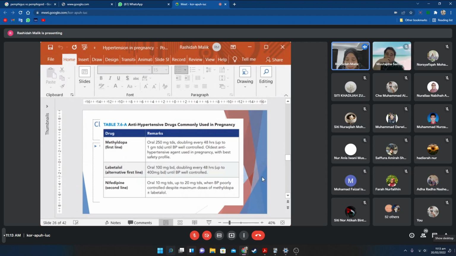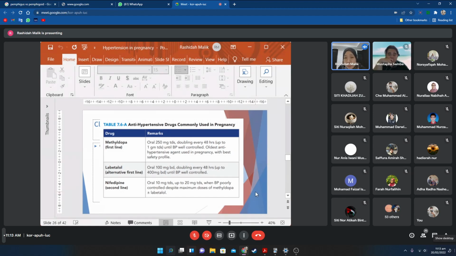So for the baby, this is the medication in our CPG, the latest one. Methyldopa 250 mg TDS up to a maximum dose of 1 gram TDS. Labetalol 100 mg BD. In the CPG, it showed only up to 400 milligram BD. I think this is the latest guideline, but we do give up to 400 mg TDS, 3 times a day.